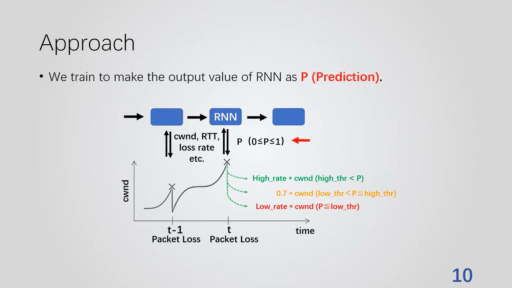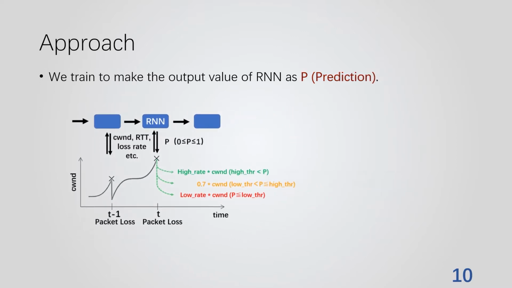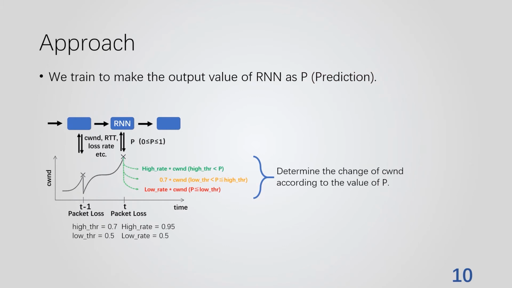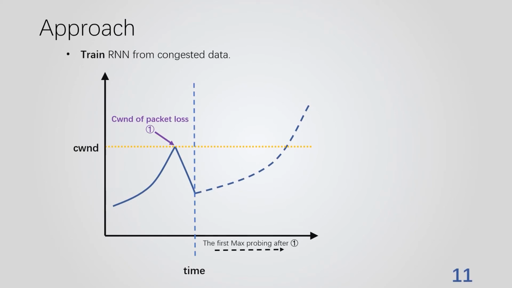We train the output value of the recurrent neural network as a prediction, which we call P in the paper. The recurrent neural network will receive network metrics and make a prediction. The approach determines the congestion window by the value of the prediction. You may notice that the value of the prediction is between 0 and 1. This refers to how we train the recurrent neural network models.